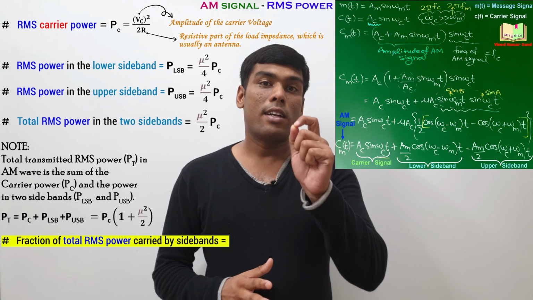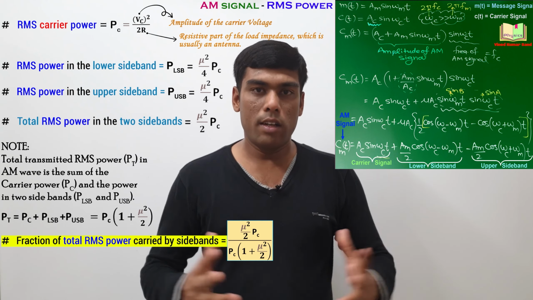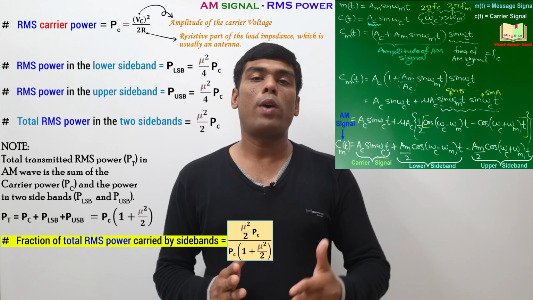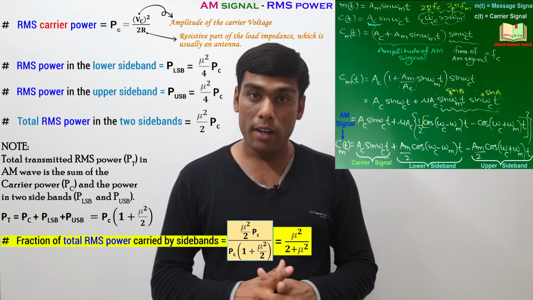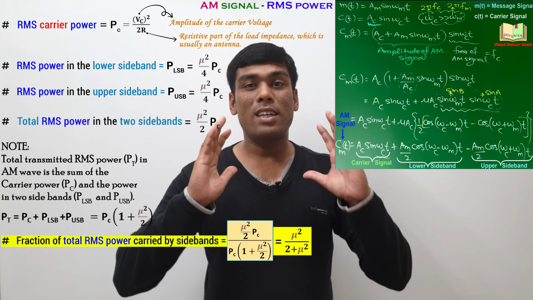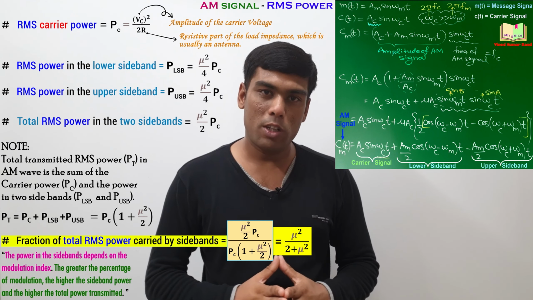If we want to obtain the fraction of the power contained in the sidebands, then we should divide the total power of two sidebands by the PT, the total power. Got it? It will give you the expression mu square by 2 plus mu square, which is an important expression. It gives you the idea that power contained in the sidebands depends upon the modulation index.